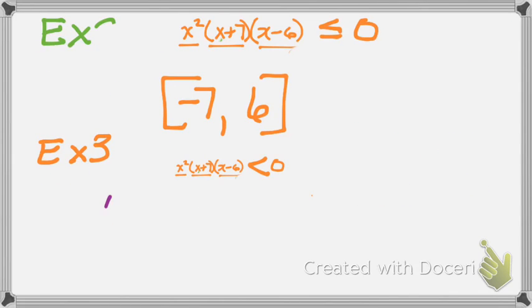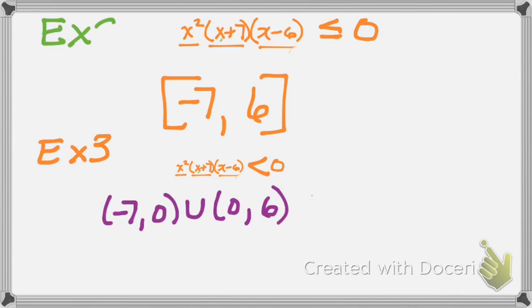So I started at -7 but don't include it, and I go to 0, don't include it, union that with 0 to 6, don't include the numbers. Because I only want to know where it's below the x-axis, not on the x-axis. Does that make sense? Okay? And that's essentially what this lesson is all about, making that look like a function and then figuring out the graph, where is it above, below, on, and so on.